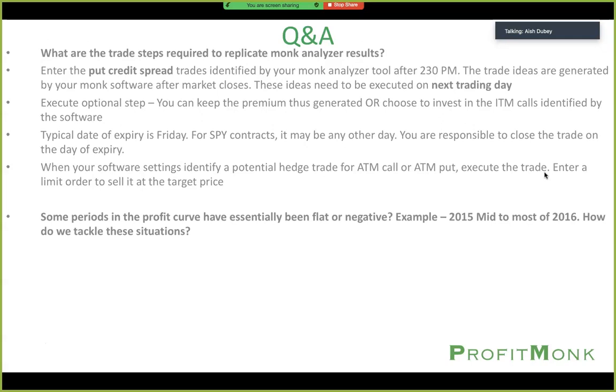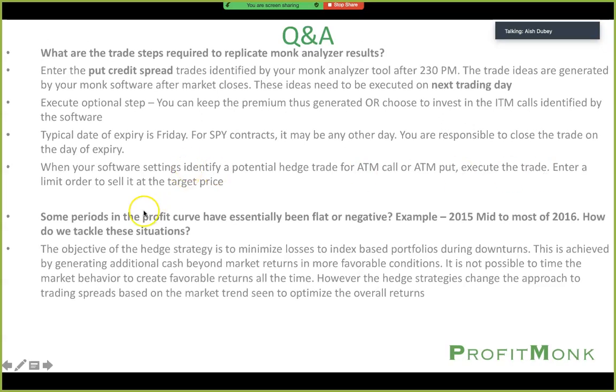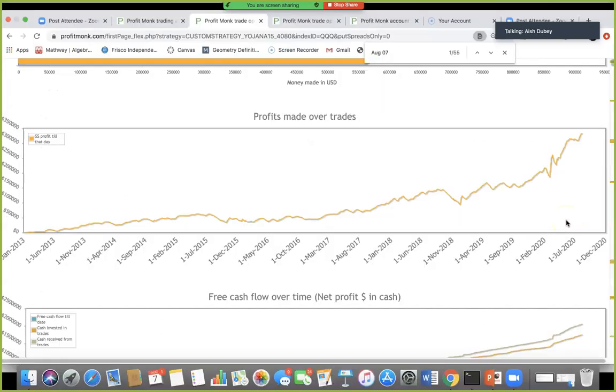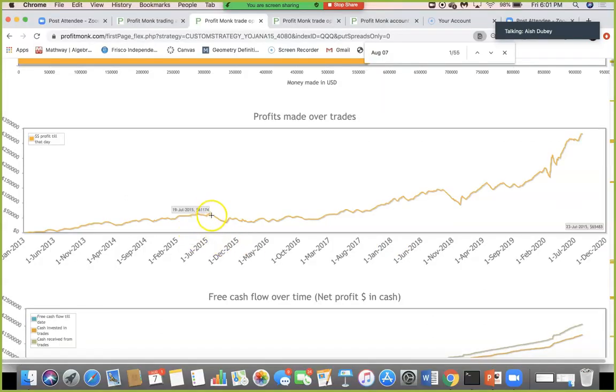There is another interesting Q&A. Some people have asked me that some periods in the profit curve have essentially been flat or negative. For example, if you look from mid 2015 to most of 2016, how do we tackle these situations? So it kind of peaked in July 2015. If you can follow my cursor, you'll see it about 60,000, and then it went down quickly to 35 and then stayed essentially flat till it started going up towards end of 2017. So this is a long period of no cash generation, but you are still playing the strategy because you don't know when this will turn out.